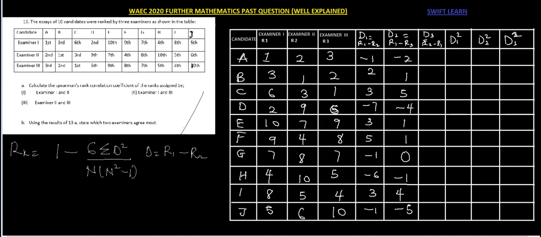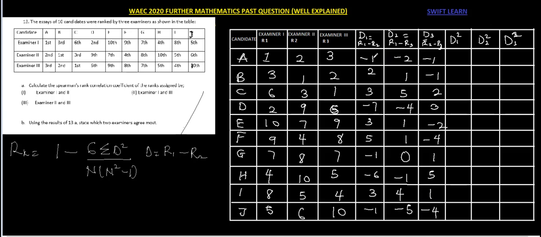So for the third one, it is R2 minus R3. That's this minus this is minus 1, 1 minus 2 is minus 1, 3 minus 2 is 2, 9 minus 6 is 3, 7 minus 9 is minus 2, 4 minus 8 is minus 4, 8 minus 7 is 1, 10 minus 5 is 5, 5 minus 4 is 1, 6 minus 10 is minus 4.